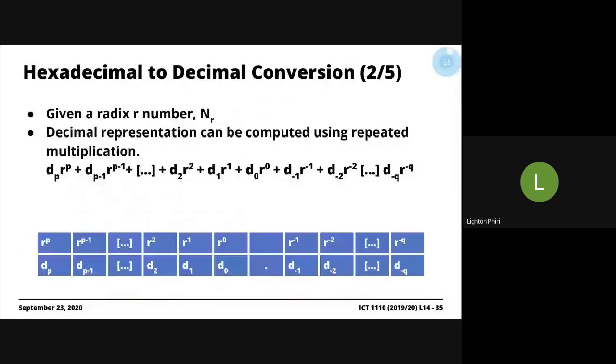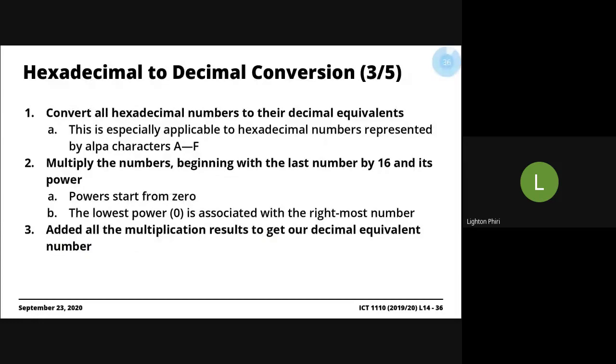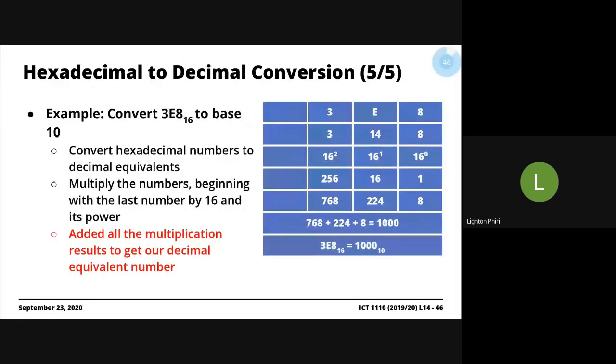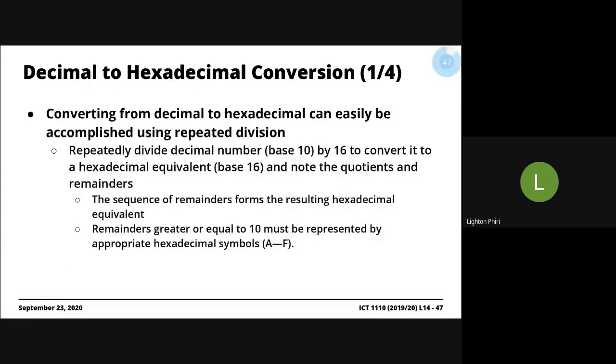All right, so now that we can convert from hexadecimal to decimal, the question is how exactly do we do the opposite? This question came up yesterday as well. It turns out it's not that hard. You do the reverse by performing what's called repeated division. If you're converting from decimal, base 10, to hexadecimal, base 16, you repeatedly divide the decimal number by 16, which is the base you're converting to.